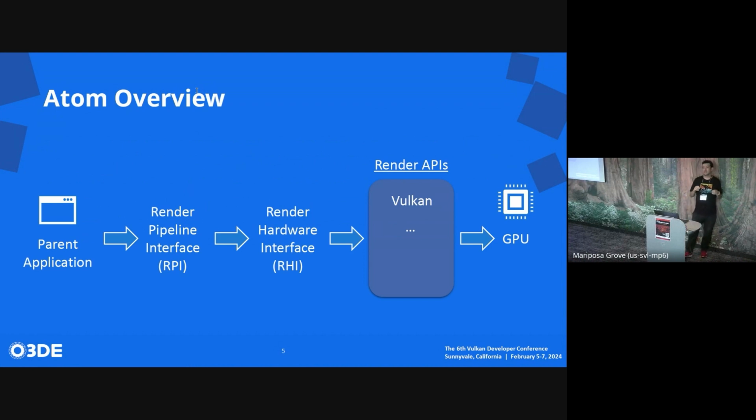Then we have the render hardware interface, or RHI. This is where all the cool stuff happens. This is where I do most of my work. The RHI is the way that the RPI communicates with the device. The RHI is an agnostic interface that is used to create all the resources like buffers, images, buffer views, shader models, and all that kind of stuff. The RHI has multiple implementations for all of the rendering APIs it supports. So there's one for Vulkan, another for Metal, another one for DX12. And this is where all the Vulkan code lives.